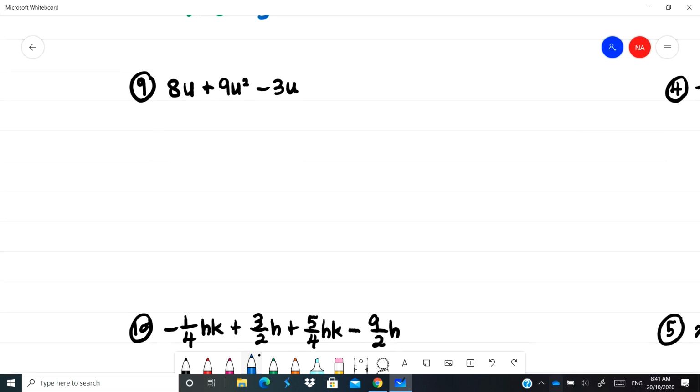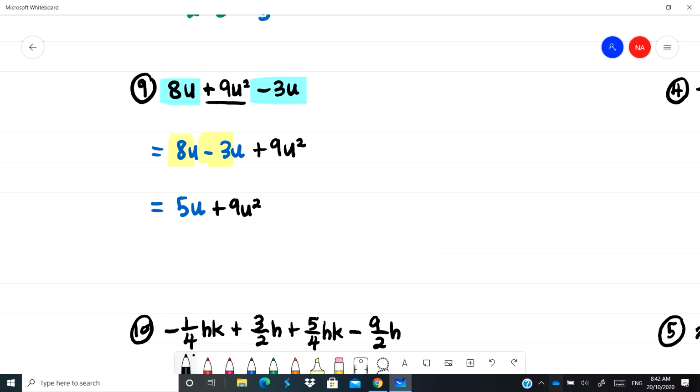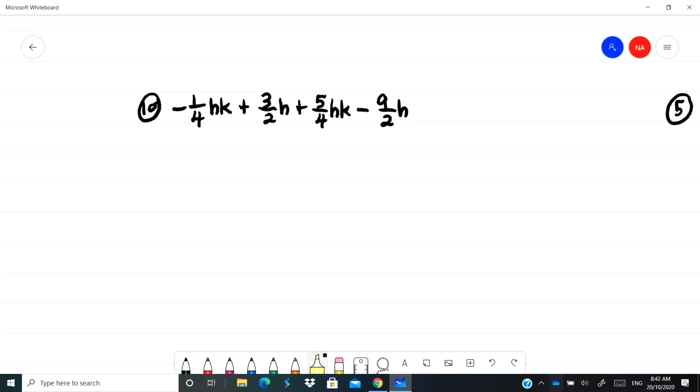Okay? Right, so let's look at number 9. So you have this, susun mana yang sama term u dengan this u. U square tak ada, so just leave alone. So I'll just write this 8u minus 3u dahulu. Alright, and then you will have plus 9u square. Okay, we'll have something like this. And then we have to simplify this, 8 minus 3. So 8 minus 3 will get 5. 5u. And then dekat belakang ada plus 9u square. Please take note that we cannot add this together because this is u square, unlike terms, so tak boleh nak tambah.